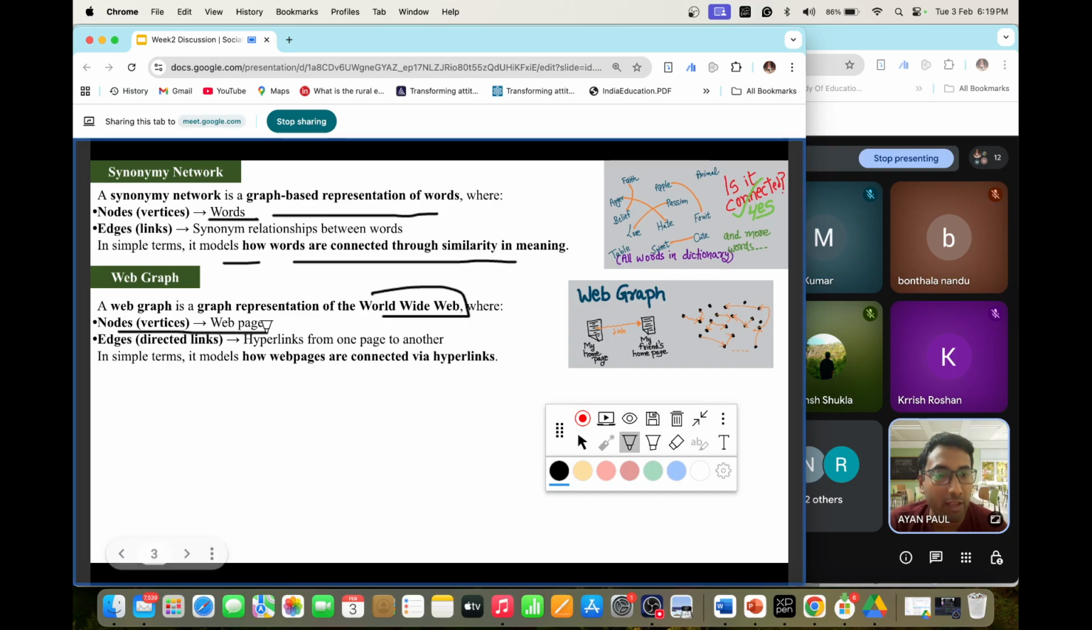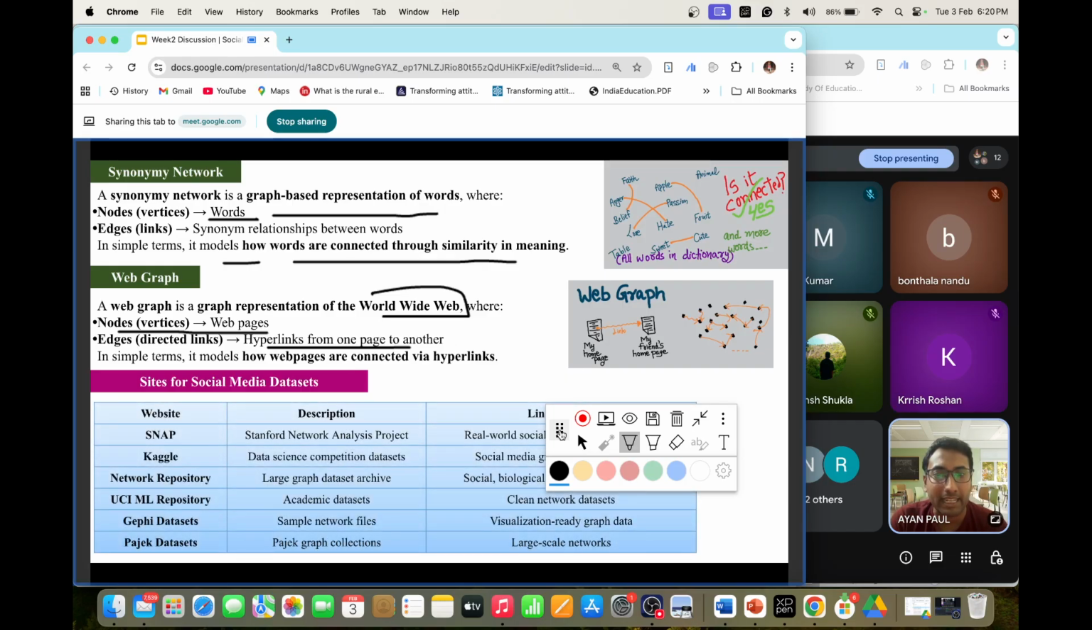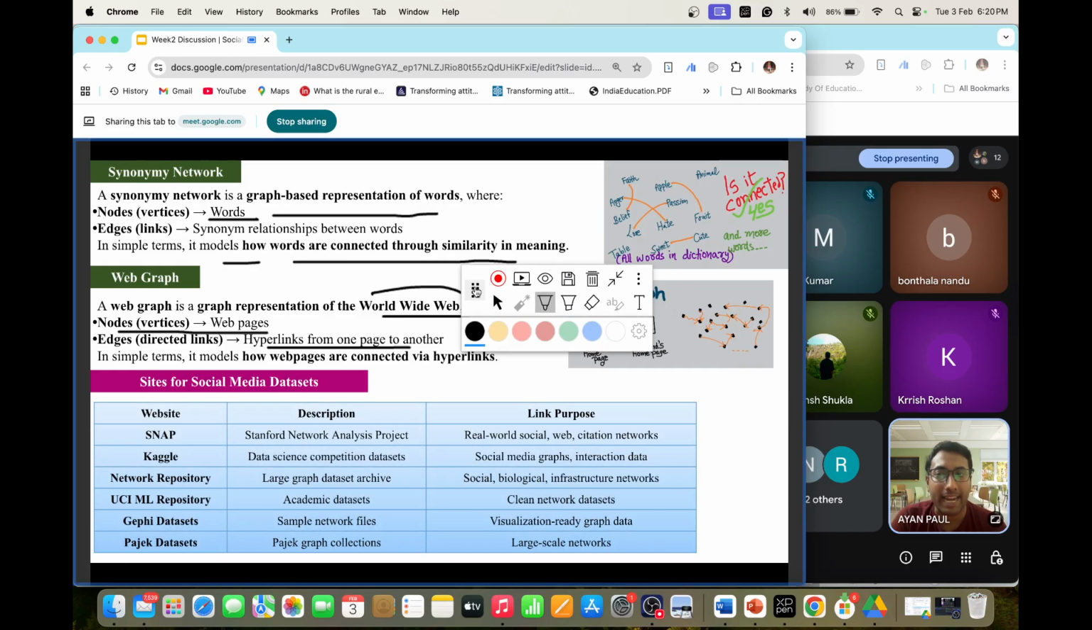Nodes will be the web pages, and edges will be the hyperlinks from one page to another page. In simple terms, it models how web pages are connected via hyperlinks. That is the web graph. So now the question is: from where can we download some of the social media datasets?